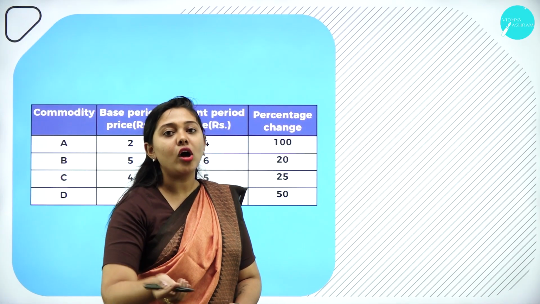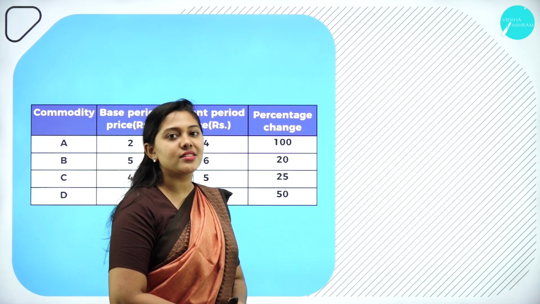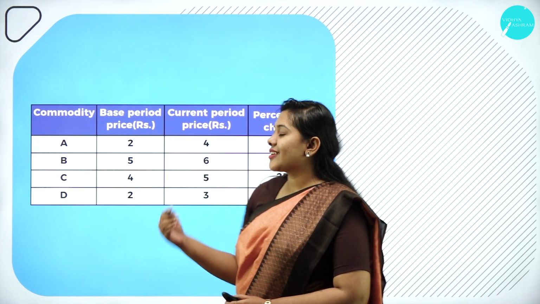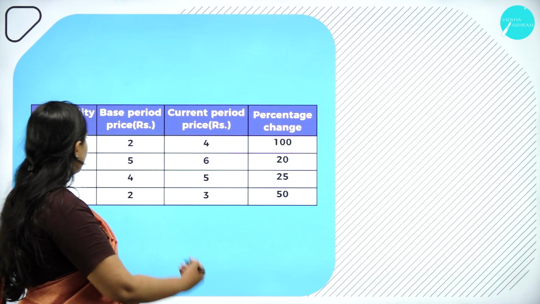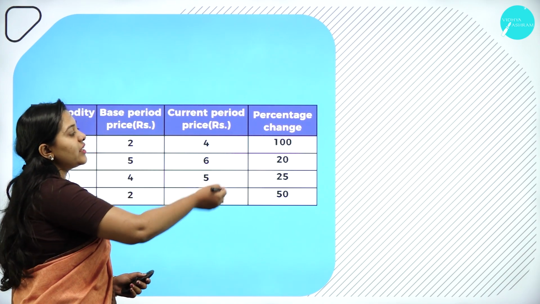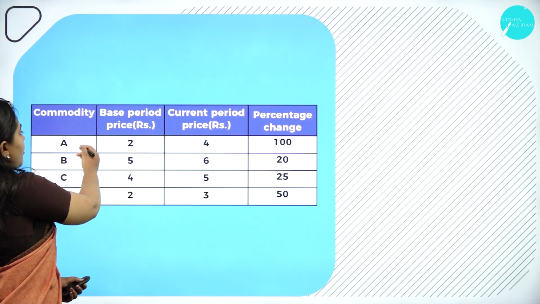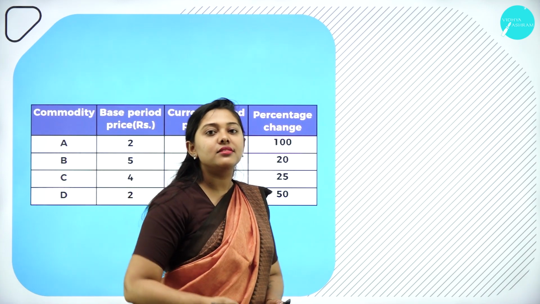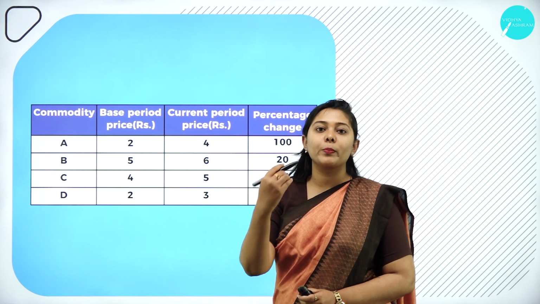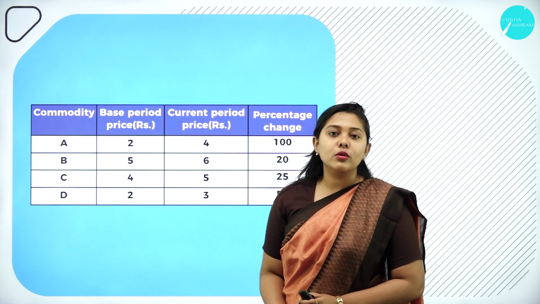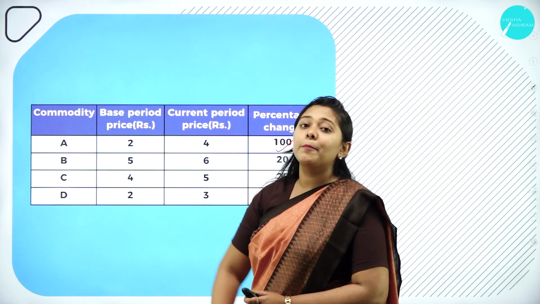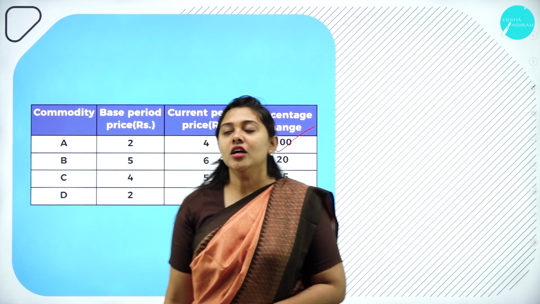Moving forward, let us solve a price index number problem with an example. This is a problem given to you. Commodities A, B, C and D are given, with the base period price, current period price and the percentage change. Commodity A's price in the base period was rupees 2 and the current period price is rupees 4. So from 2 to 4 rupees it has increased. What is the percentage of change? That is a 100% change that has happened in commodity A.